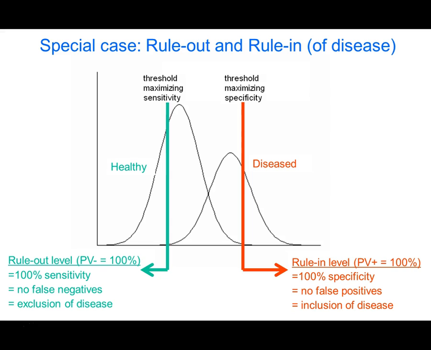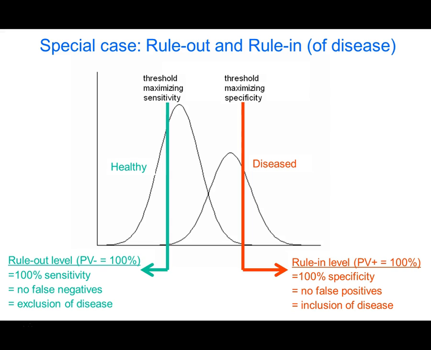The subjects with a positive test are partly diseased, but you can also see there are many subjects that are apparently healthy that are first diagnosed as possibly ill. Rule out level means a normal test is the exclusion of disease.